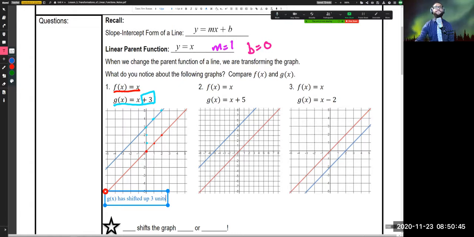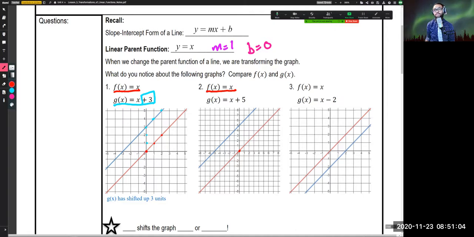Now let's look at this next one. Number 2, once again, we have this parent function written in red. I'll underline it again just to help you all grasp that. It starts at 0, 0. Our parent function for our linear functions will always start at 0, 0, with 0 being our y-intercept. It has a slope of 1, so rise 1, run 1. Rise 1, run 1. That's a tongue twister. Try saying that 4 times faster.